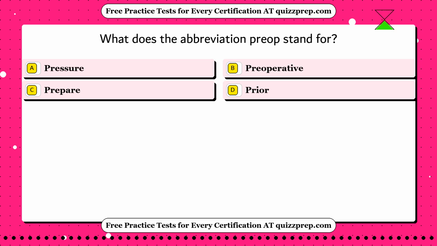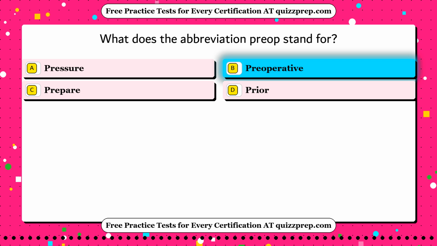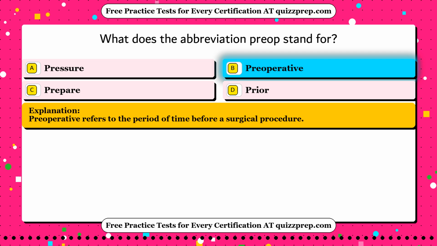Question 93. What does the abbreviation pre-op stand for? Option A, pressure. Option B, preoperative. Option C, prepare. Option D, prior. The correct answer is option B, preoperative. Preoperative refers to the period of time before a surgical procedure.